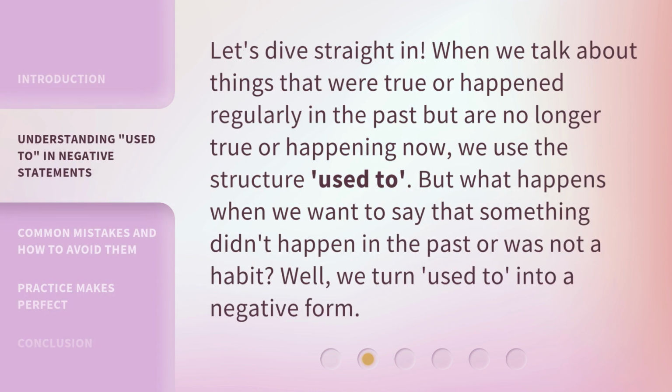Let's dive straight in. When we talk about things that were true or happened regularly in the past but are no longer true or happening now, we use the structure used to. But what happens when we want to say that something didn't happen in the past or was not a habit? Well, we turn used to into a negative form.